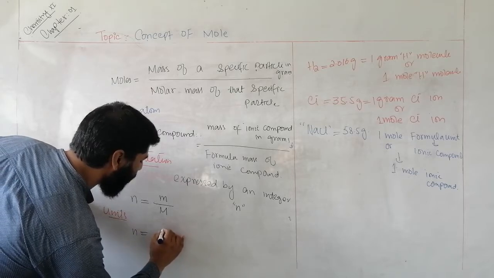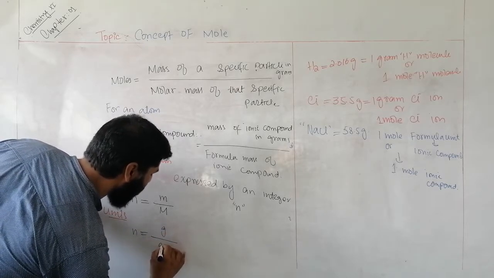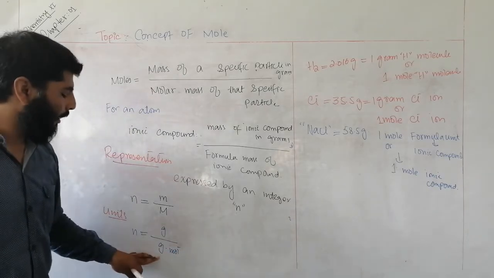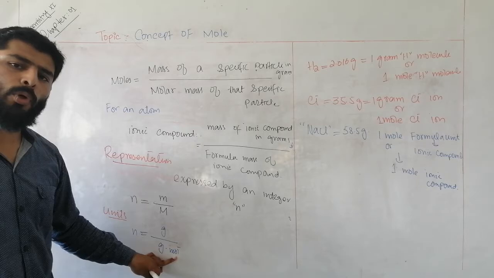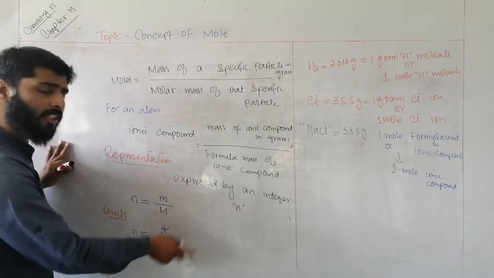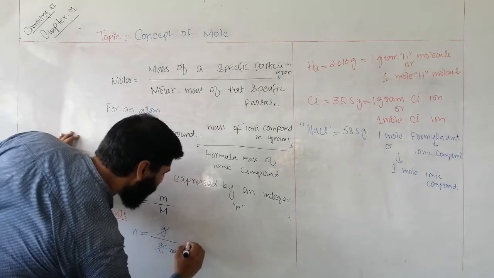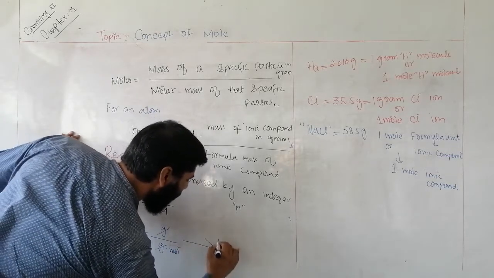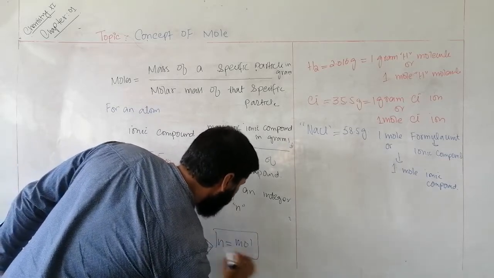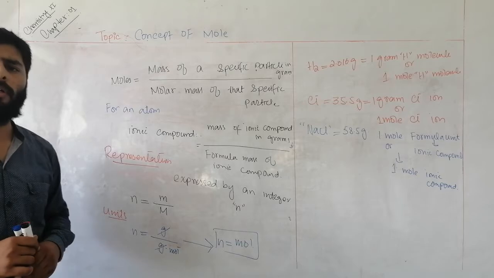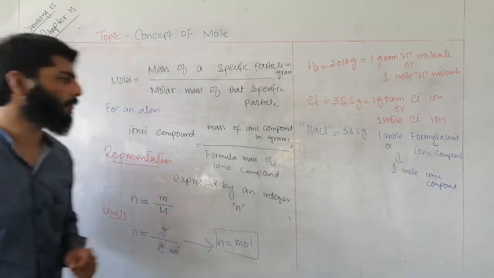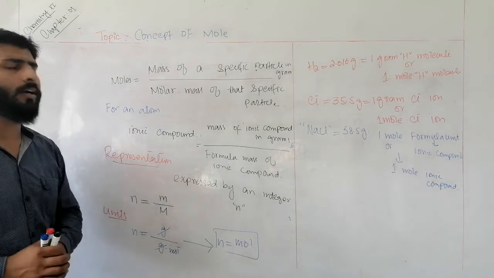n is equal to grams divided by grams per mole, or gram mole inverse. Students, gram is cancelled out with grams, and the inverse of moles after rearranging will become, we can write it as n is equal to mole. So the unit of mole is simply mole, the quantity or amount of particles. These are the basic concepts regarding moles.